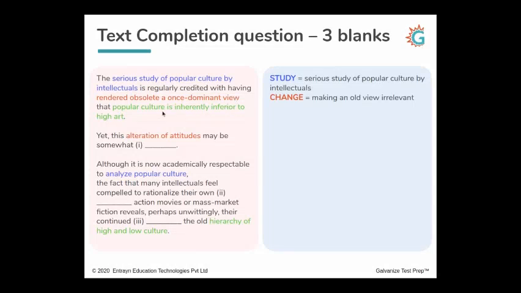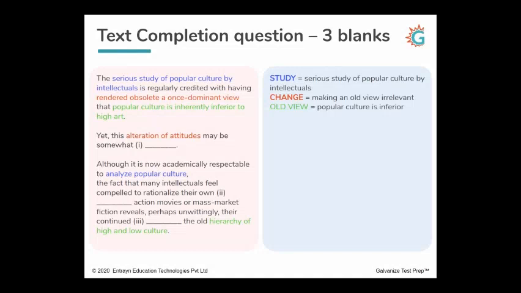So the old view is popular culture is inferior. Popular culture is inherently inferior to high art. So there is something called high art. You don't have to understand what high art is, and you don't have to understand what popular culture is. But please try to understand these single words.